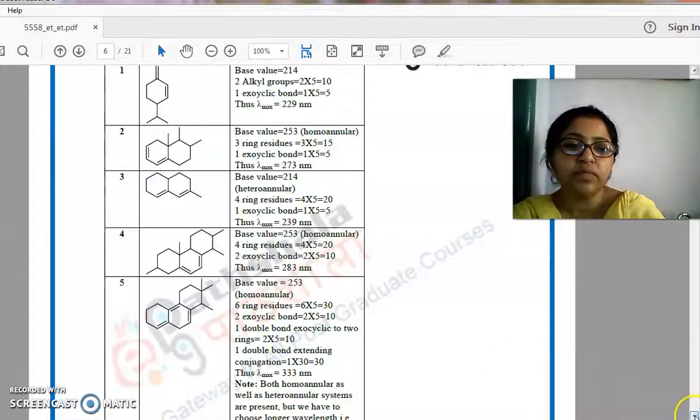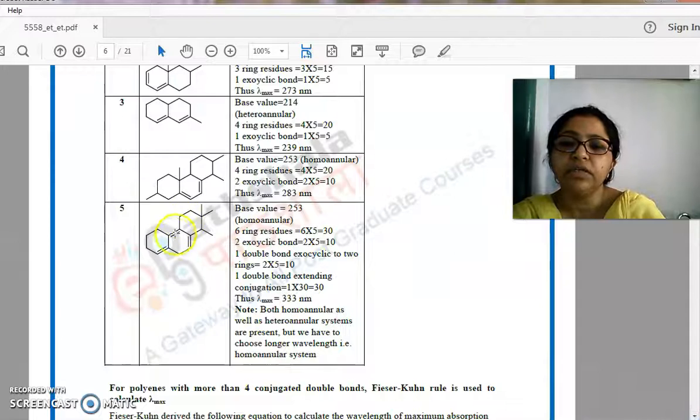Now come to the next one, a little more complicated. You have three double bonds in conjugation here. So this is heteroannular and this is homoannular. Which one will you consider as the base value? Homoannular, so it is 253. Next, come to the ring residues, starting with this one: 1, 2, 3, 4, 5 and 6. For ring residues, you have to count all those which are connected to the conjugated system, whatever the number of double bonds. So 6 ring residues are there.